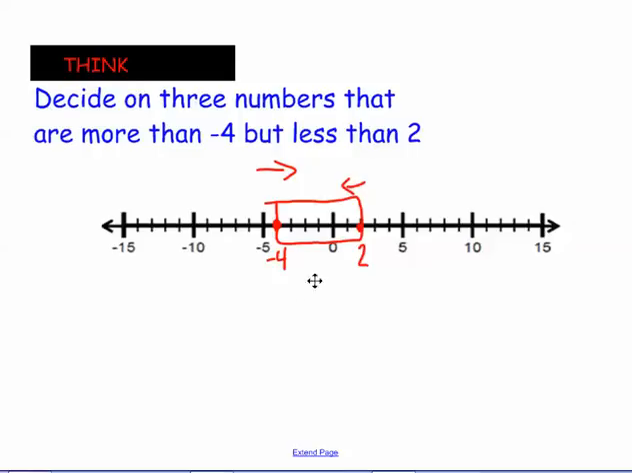So three numbers, my goodness, we could have a lot of different ones. We could have -1, -2, -3. We could have +1, and then we could deal with all the half numbers in there. 1.5. We could have 3/4, anything like that. Do you see how that works? So something greater than -4 but less than 2. That's looking at inequalities. We're going to talk more about that.